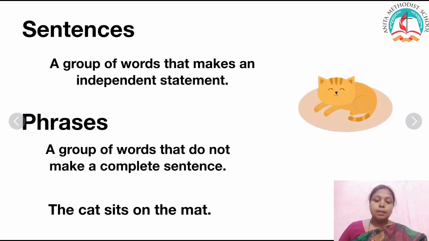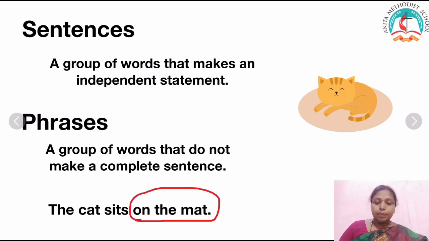Let's see an example. The cat sits on the mat. Can you see this sentence? I am calling this a sentence because it gives you a full meaning. The meaning is the cat is sitting on the mat. Now, what is meant by a phrase? For example, if I take only "on the mat" alone, it is called a phrase, because "on the mat" is also a group of words, but it does not give you a complete meaning.